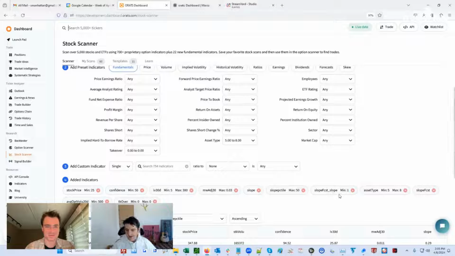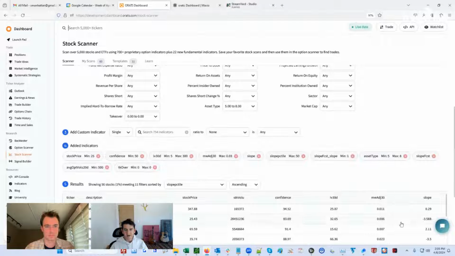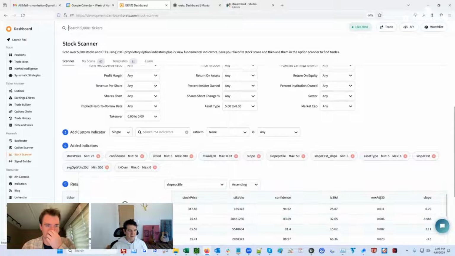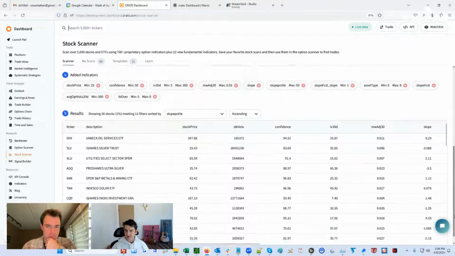And so, the slope forecast, I want that to be a minimum of 1. So we're looking for something that's forecasted higher, and then the slope percentile. So that's what I'm sorting on. And so if you look at slope percentiles, I don't really want to trade oil or silver, but XLU looks interesting. That slope is a percentile. Let's take a look at it.